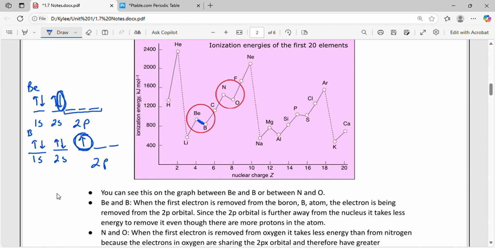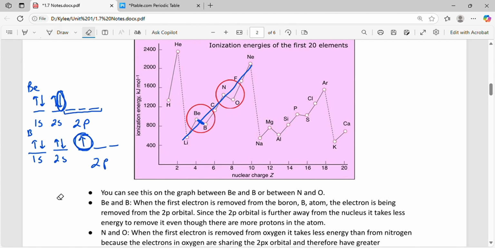Again, we would have expected this to be a completely straight line going up to neon if it followed the trend exactly. But that's not what we see. We do not see that straight line trend. We see what's circled in red, a drop between beryllium and boron. And we also see a drop between nitrogen and oxygen.